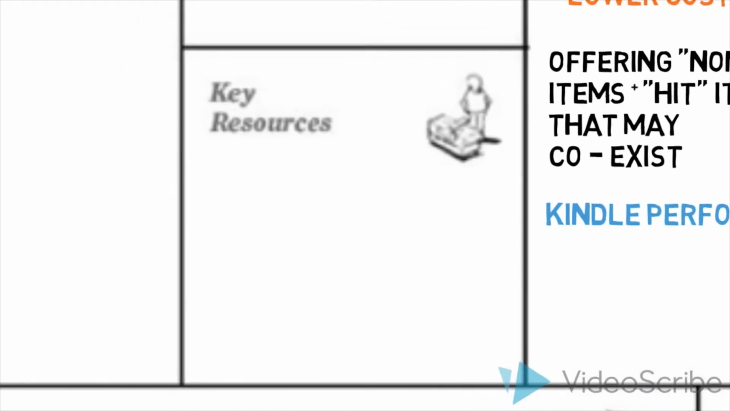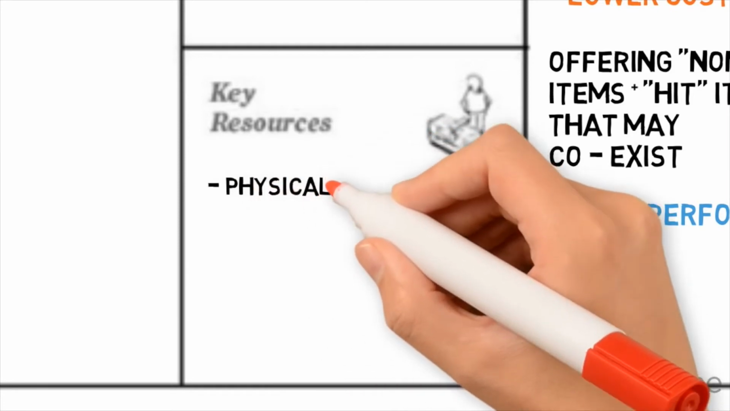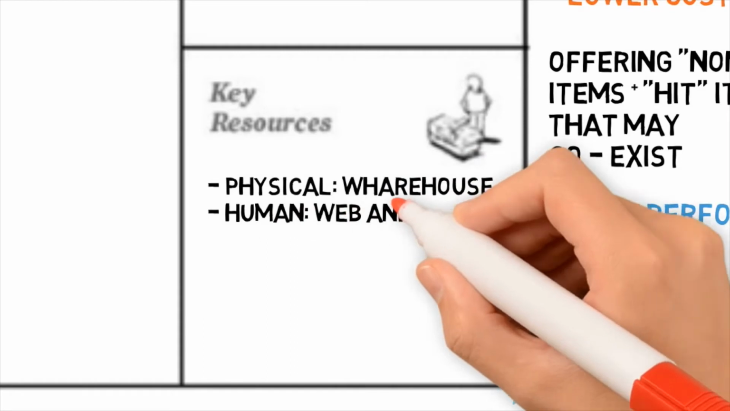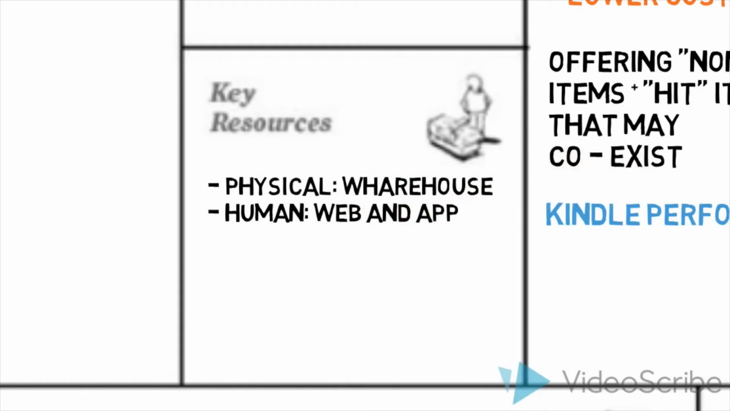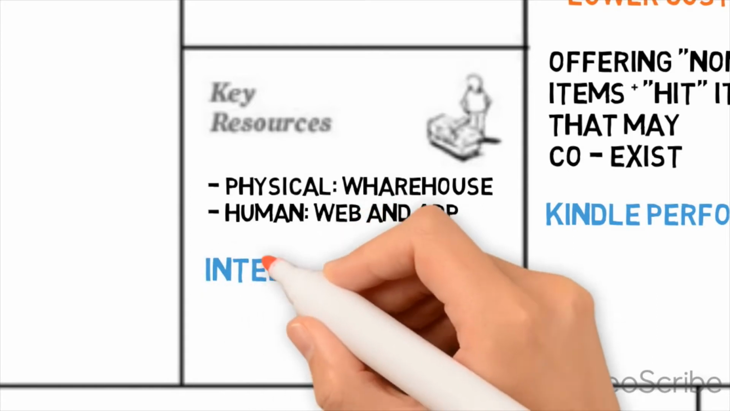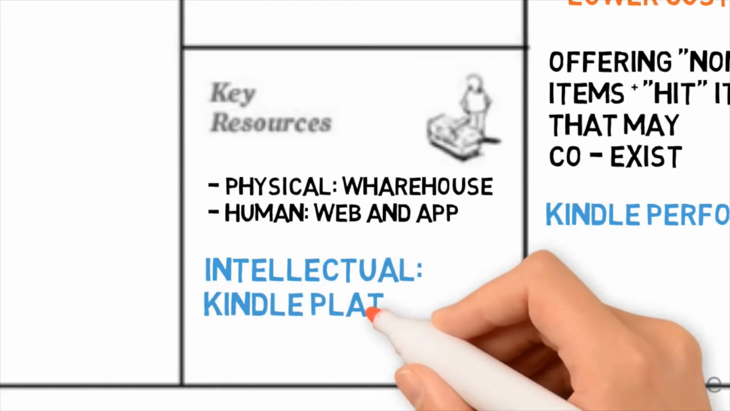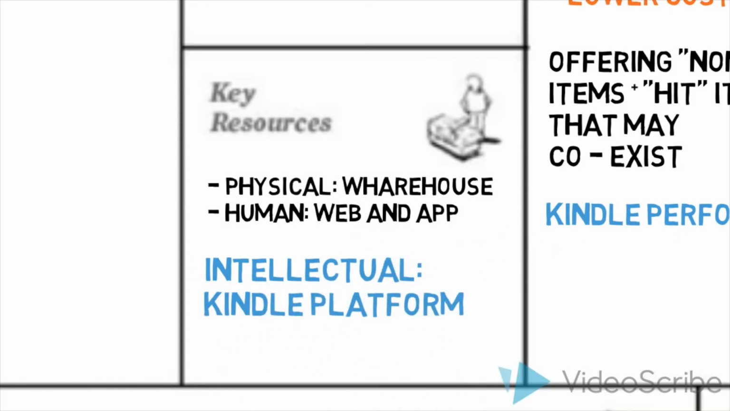Key resources. They describe the most important assets required to make a business model work. From a physical point of view, we have the transit warehouse, which allows the right distribution of all the sold products. On the human side, the star key resource is the web, which is the pillar on which the rest is built and which also includes the apps. On the intellectual side, we must highlight the Kindle platform.